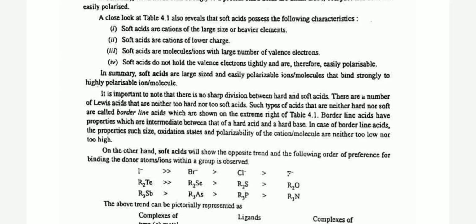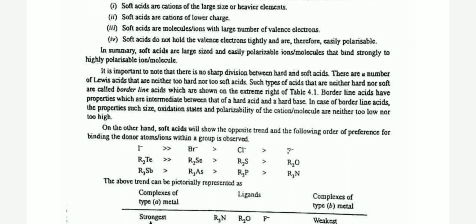molecule. It is important to note that there is no sharp division between hard and soft acids. There are a number of Lewis acids that are neither too hard nor too soft. Such acids are called borderline acids, which are shown on the extreme right of Table 4.1. Borderline acids have properties intermediate between those of hard and soft acids. In borderline acids, properties such as size, oxidation state, and polarizability of the cation or molecule are neither too low nor too high.